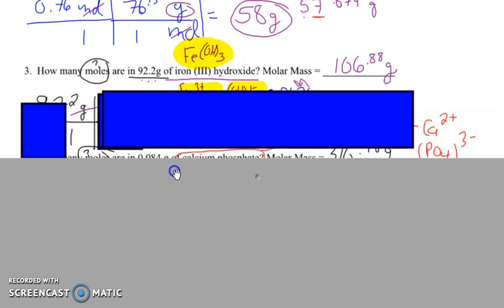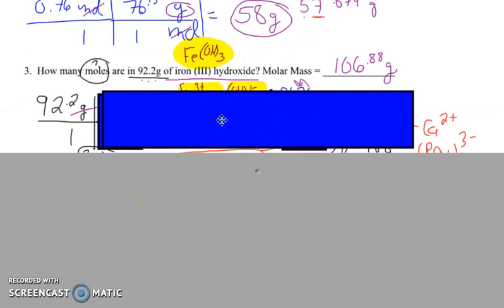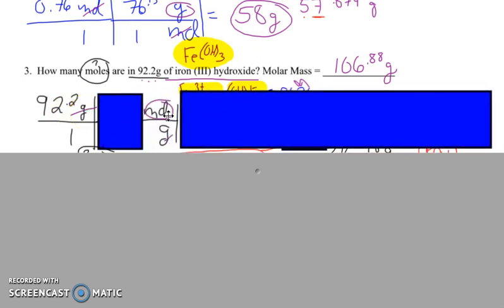So let's set up our problem. We have 92.2 grams of iron 3 hydroxide over 1. So we want to get rid of grams and go to moles. So for my next part of my work here, put grams on the bottom, go to moles on top. A mole is bigger, so the mole gets the 1. And you just looked up from the periodic table, 1 mole of iron 3 hydroxide is exactly 106.88. So at this point, pause the video, do the math, and round for sig figs.